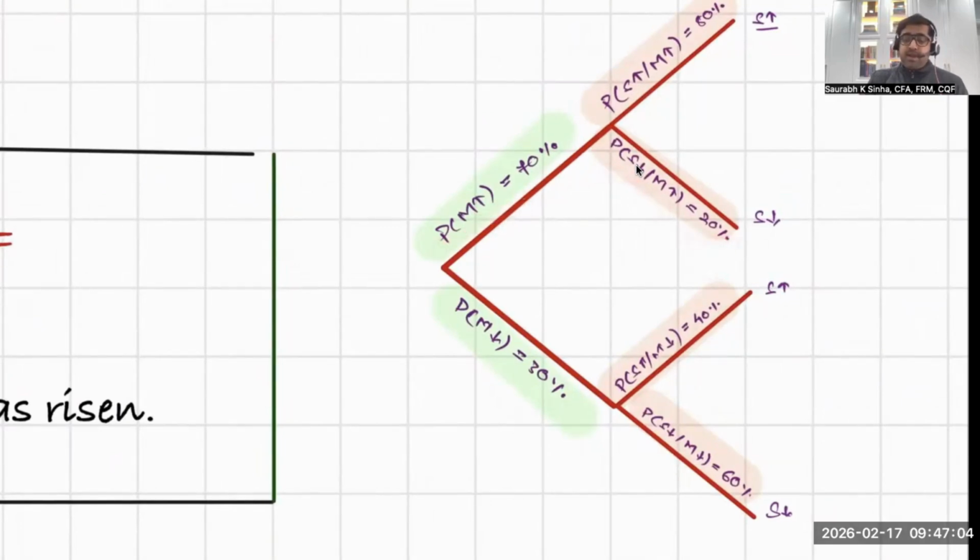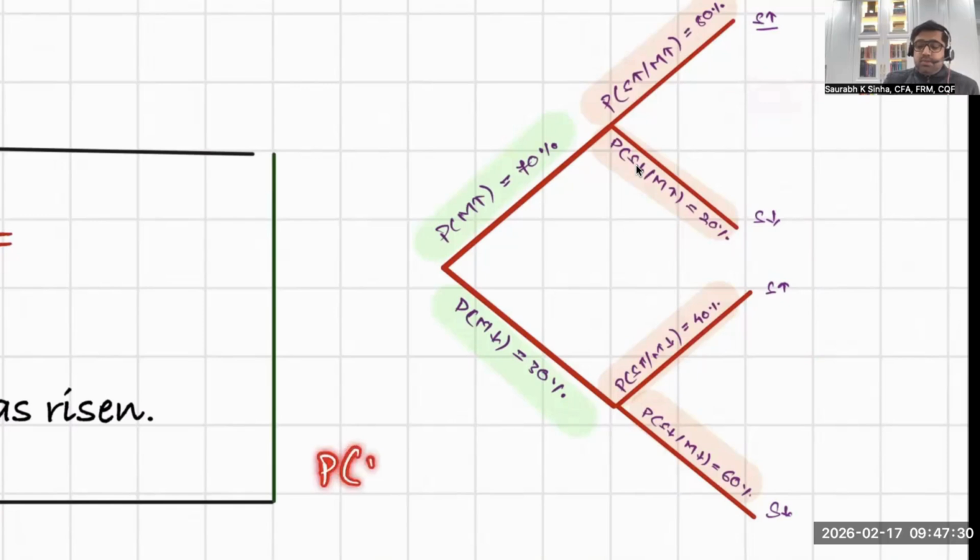If the market falls, the probability of that happening is 30%. And if the market falls, the probability of stock price rising is 40%. So the probability of stock price rising given the market has fallen is 40%. The probability of stock price falling given the market has fallen is 60%. Now you are interested in the probability of stock price rising.